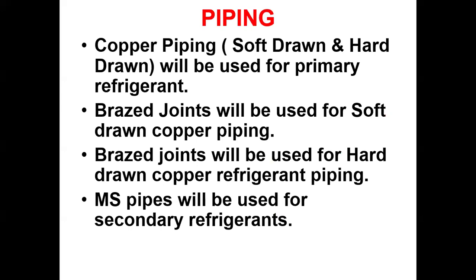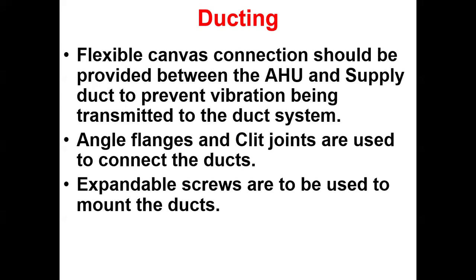These are joined by the brazing method. At the same time, you can use welding also. But in the case of secondary refrigerants, I told you we will be using MS pipes, which is mild steel pipes, isn't it? Then on the ducting side, you always need to deploy a flexible canvas connection to connect the machine to the duct itself. From the mouth of a machine, if you are connecting a duct work, you must implement a flexible canvas connection. Only then can we prevent the vibration transmitted to the duct system itself.